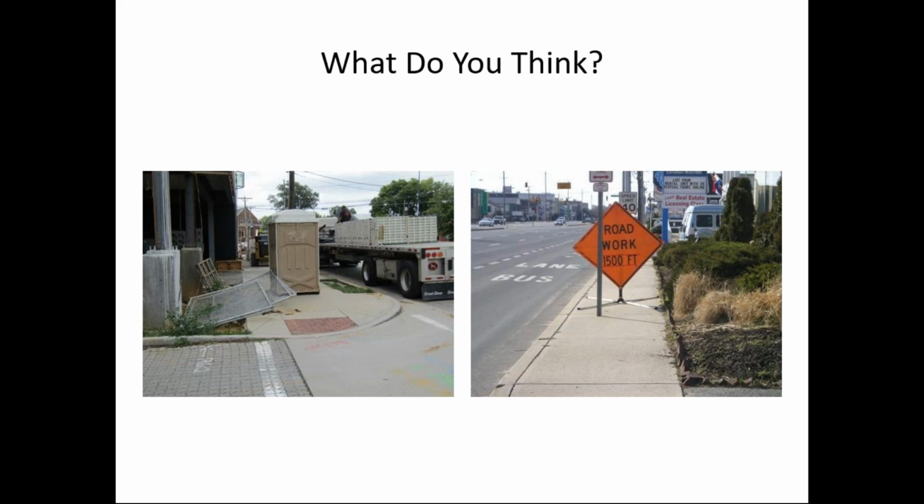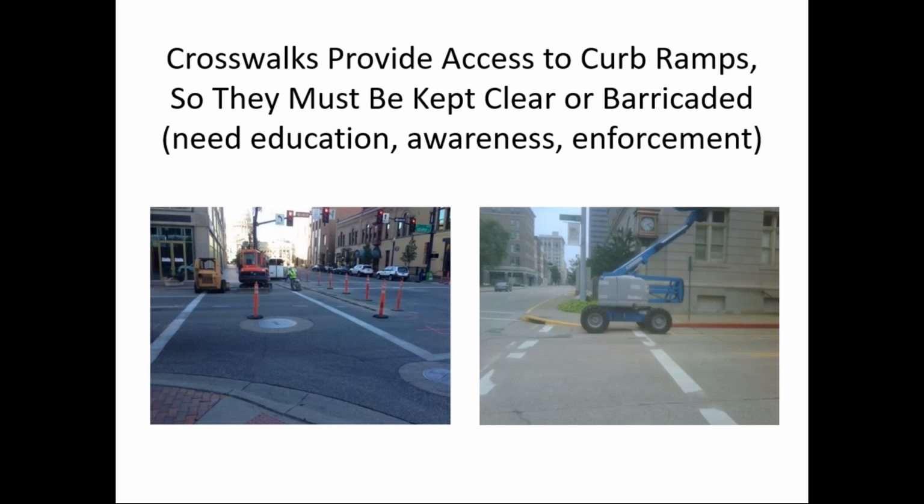The right image shows a real challenge. That roadwork sign is required by the MUTCD for vehicular traffic, but it has now made that sidewalk inaccessible. And right off the top of my head, I'm not sure where that sign could be relocated, but we really need to think about how we can provide that information to motorists, but at the same time not block the sidewalk. Same thing with crosswalks. They need to be kept open, or if they're going to be closed, like the image on the left here, what we really should do is put some sort of detectable barricade on this corner so that pedestrians don't even get into the street to begin with.